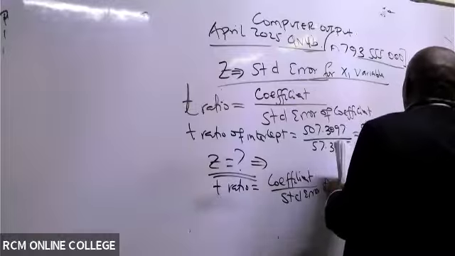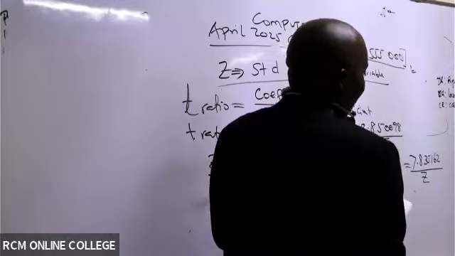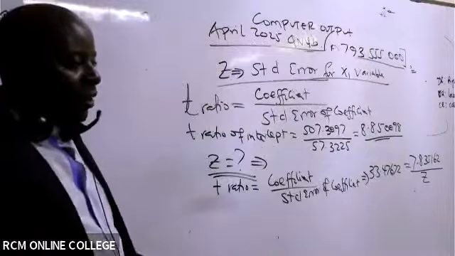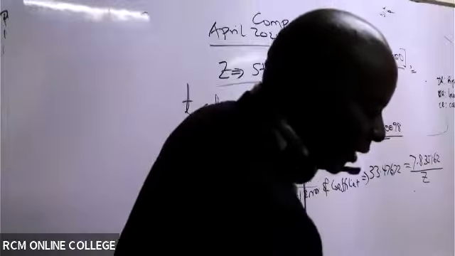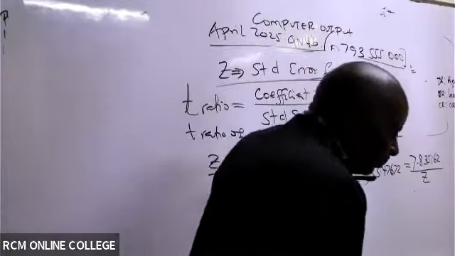all over the standard error, which is what there? Z. All over the standard error, that is Z. So your work is easy. Your work is to make the Z the subject of the formula.